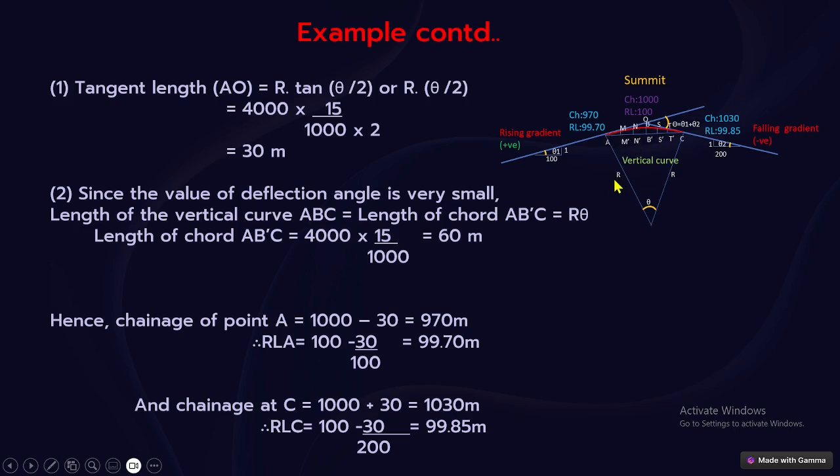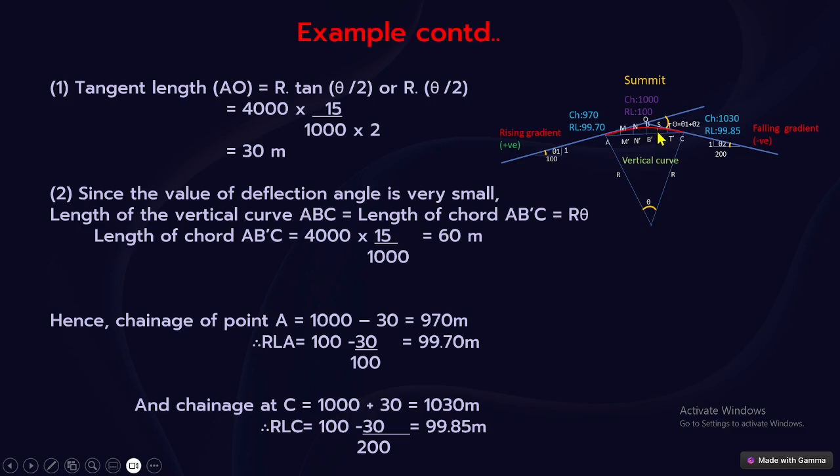R is the radius of curvature to be provided for the vertical curve. As per the Indian Railway permanent way manual, we take it as 4000 meter, and theta we take in radians. So R into theta will give you the arc length. Here we get 60 meter, so the length of arc equals 60 meters. Since the deflection angle is very meager, arc length equals chord length, so the chord length also will be 60 meter. Okay, this is one step.